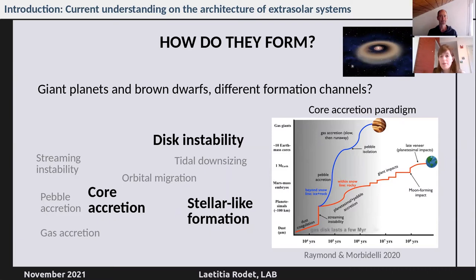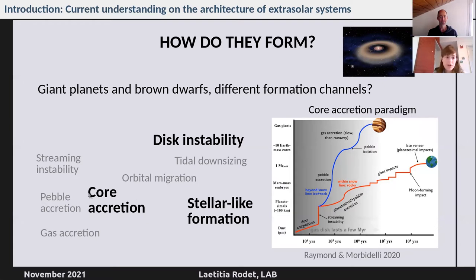Actually, we currently have three paradigms to create giant planets. The core accretion model is what is usually invoked to explain the formation of the planets in the solar system. Disk instability is used to create giant planets at large separation quite quickly. And stellar-like formation is a bit like when we don't have another explanation, the planet is very far away or has a very large mass ratio. This would be a giant planet forming like a binary companion from the collapse of the initial gaseous cloud.